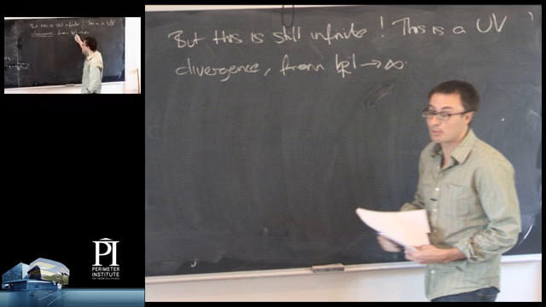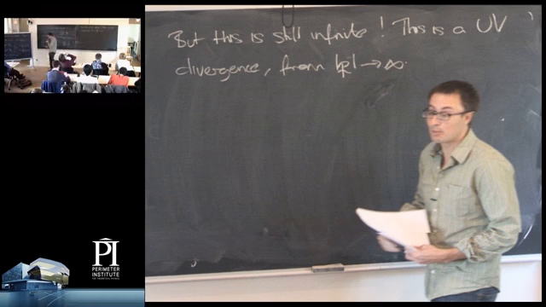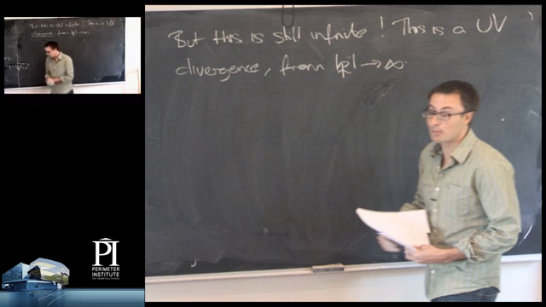Divergences in quantum field theory that come from very large momenta or very small fluctuations of the field, fluctuations on small distance scales, are called ultraviolet divergences. Okay, so where's this one coming from? Well, again, it's sort of our fault. We put it in.